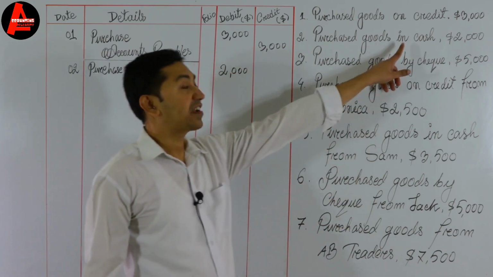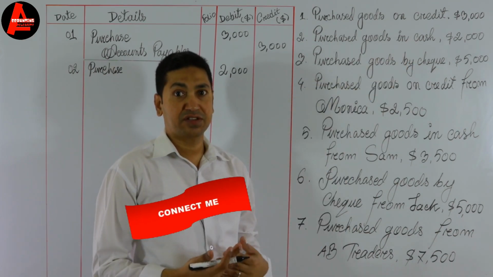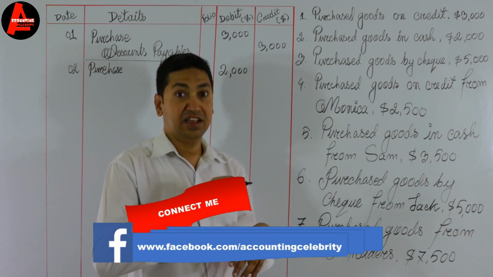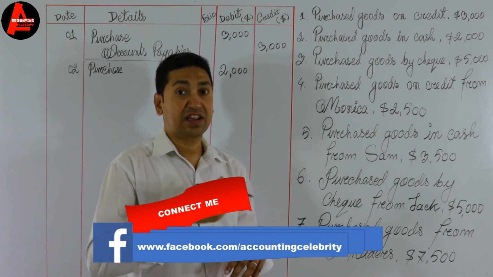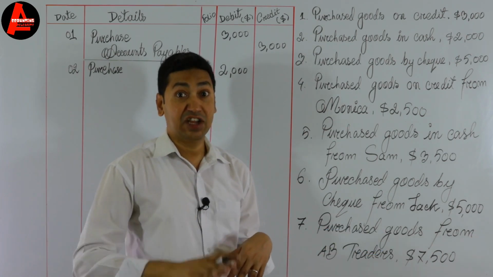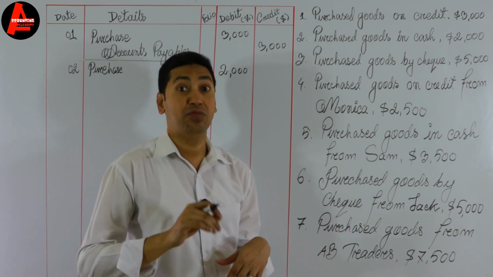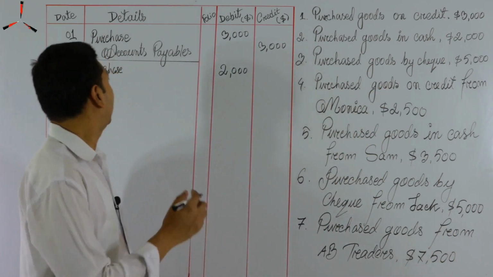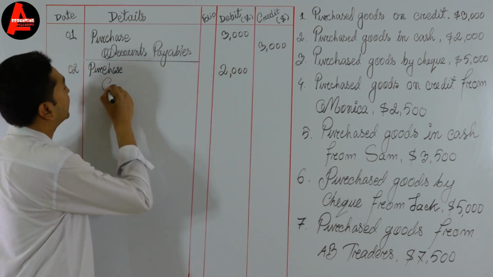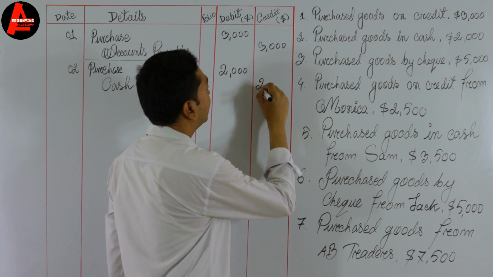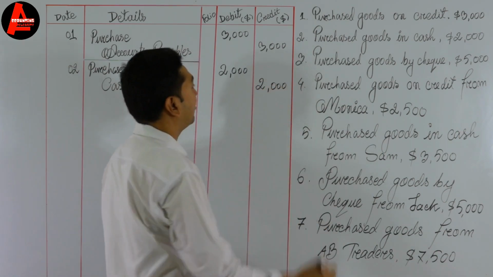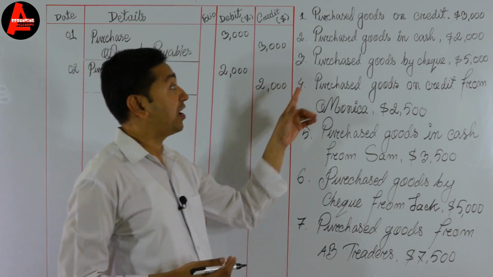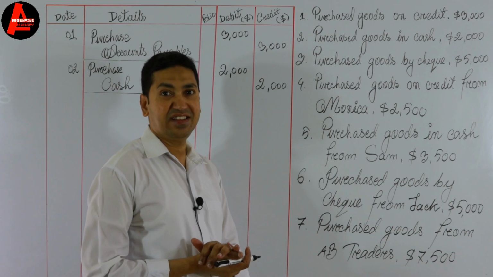Then in cash. You purchase goods and you paid money in cash. Cash is an asset, a real account. Cash goes out means the asset is decreasing, and a decrease in asset will be credited. So the cash account will be credited. Let us write cash, same amount, $2,000 on the credit column. Next one is number 3, purchased goods by check.